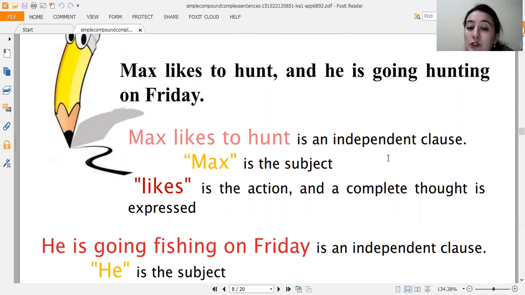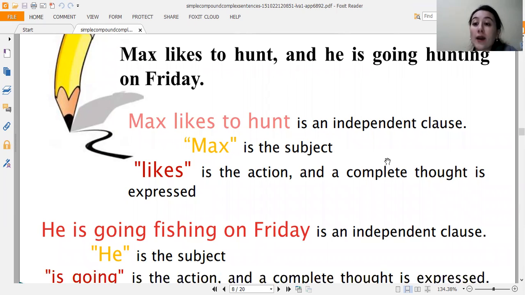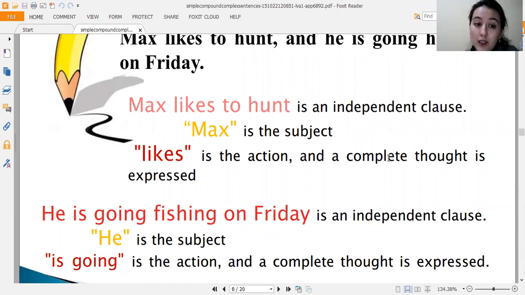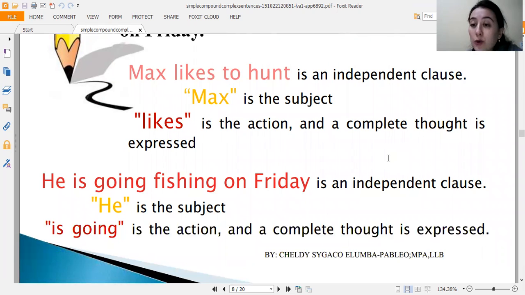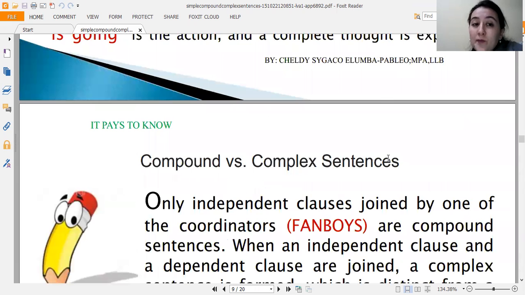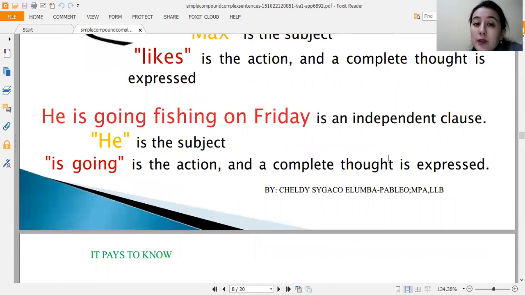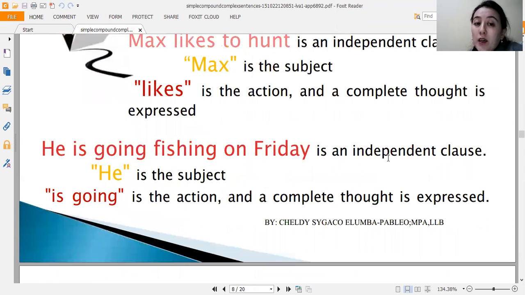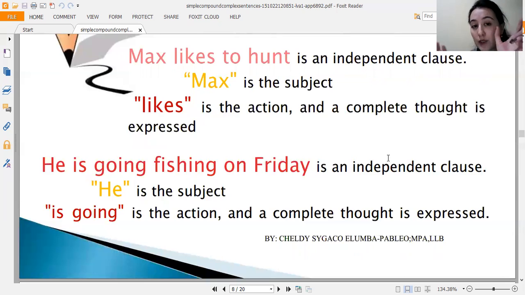So, he is going hunting on Friday. This is the second part, or clause, of the sentence. So this is also independent. Why? Because there is a subject, he, and also a verb, is going, and also a complete thought. So because there are two clauses that are independent, that can be used separately, and that can have meaning if they are used separately, this is a compound sentence.